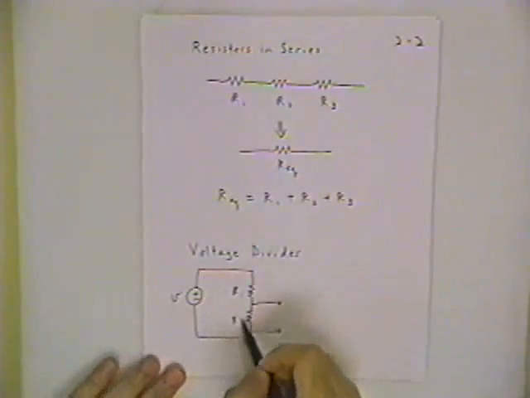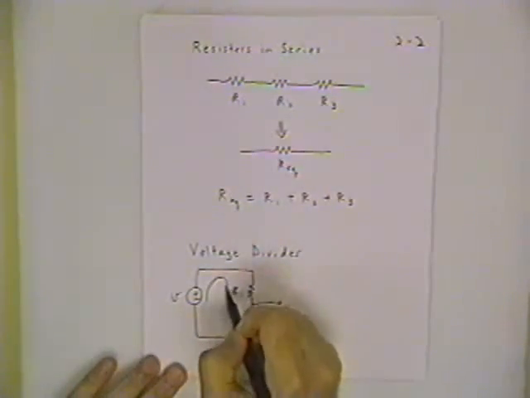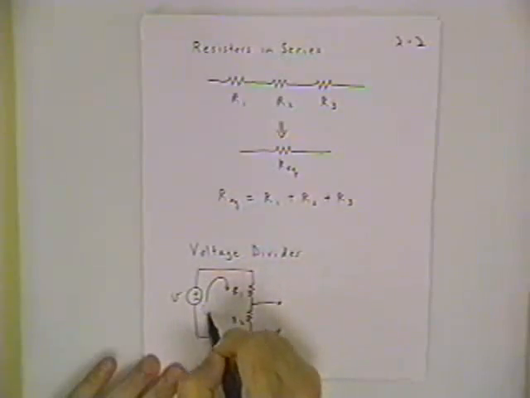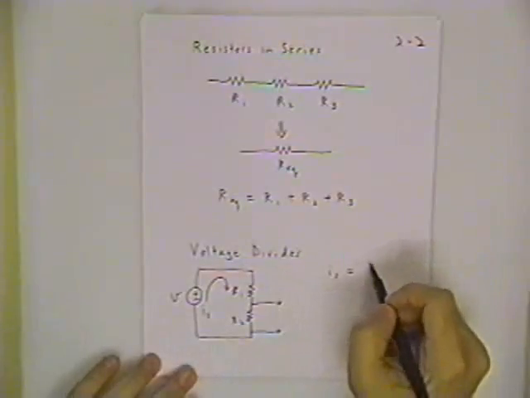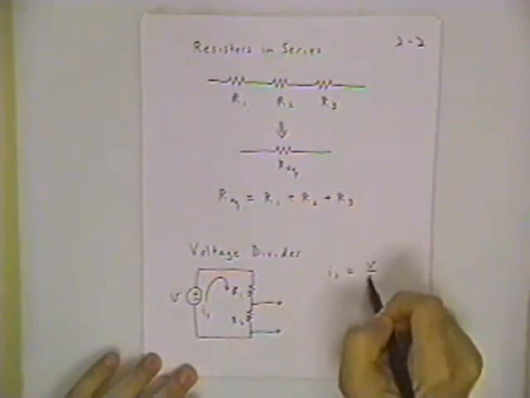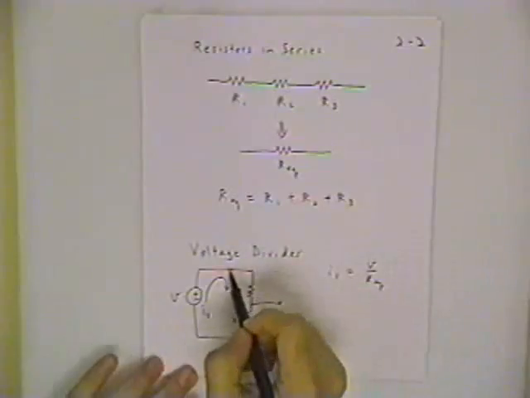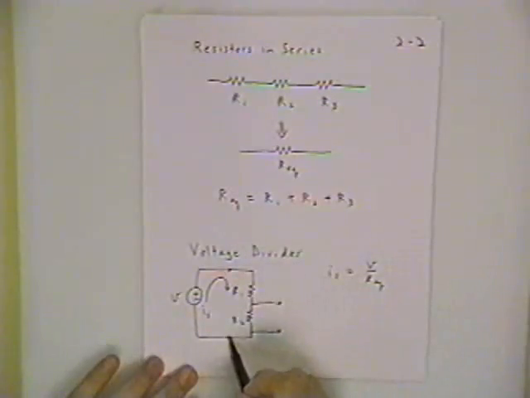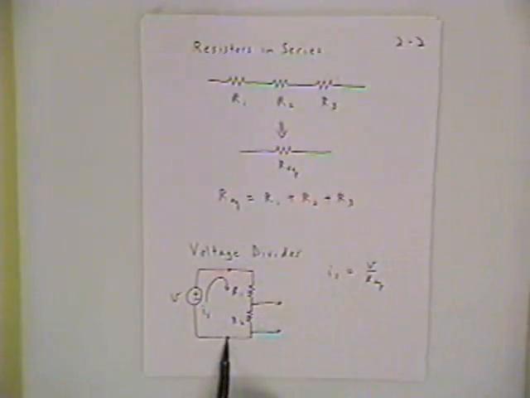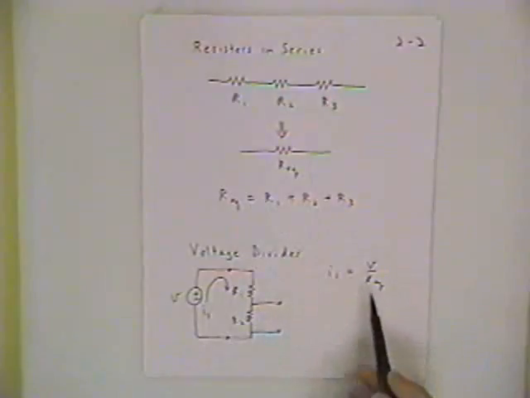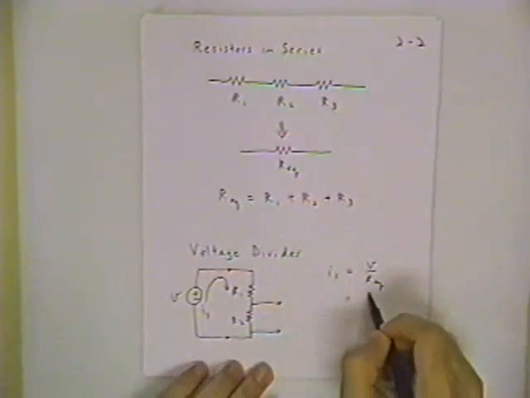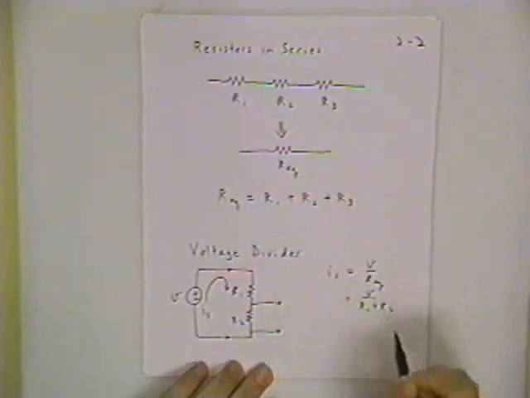Well, from Ohm's law and the equivalent resistance, we can calculate the current going through the source. Let's call this I sub S. We know that IS is equal to V over Req, where Req is the equivalent resistance seen by that source. So what you imagine is that you replace this combination of resistors with its equivalent. From the series rule, we know we just take R1 plus R2. So this would be V divided by R1 plus R2.